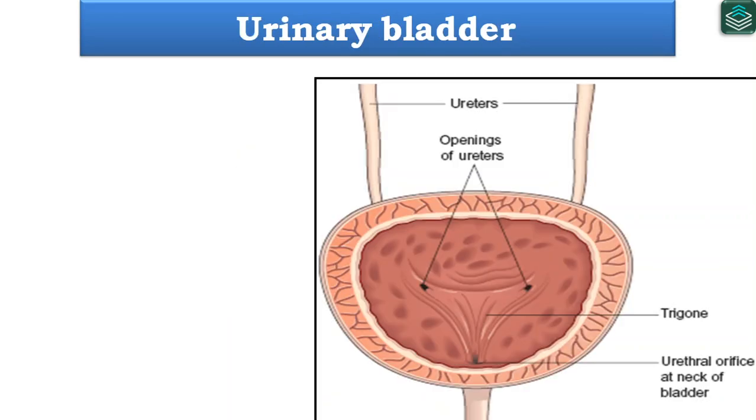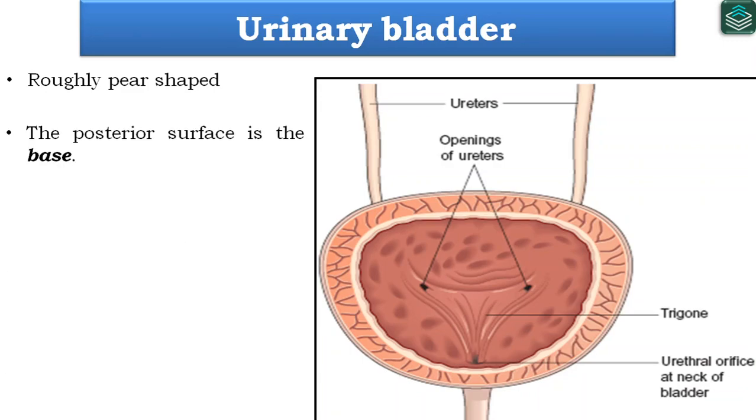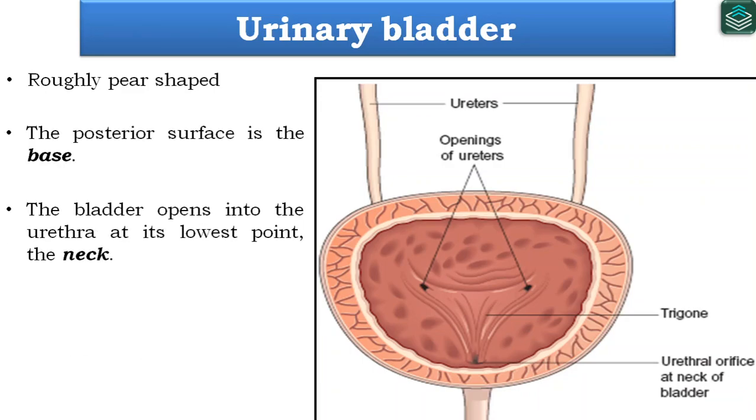Urine from the ureter flows into the urinary bladder, which acts as a reservoir for urine. It has a capacity of 700 to 800 ml. It lies in the pelvic cavity. Its size and position vary depending on the volume of urine it contains. It has a tear shape but becomes more balloon shaped as it is filled with urine. The posterior surface is called the base. Bladder opens into the urethra at its lowest point called the neck.